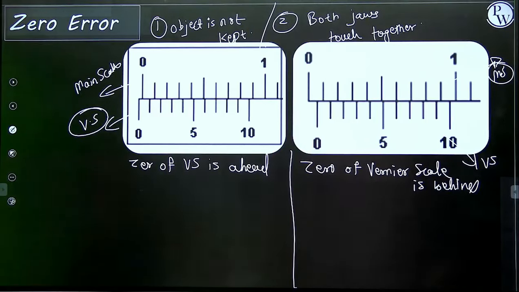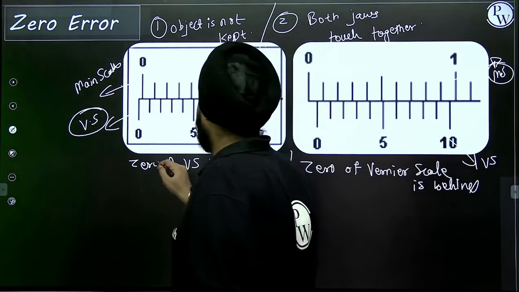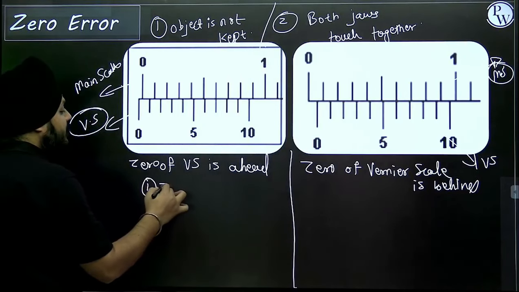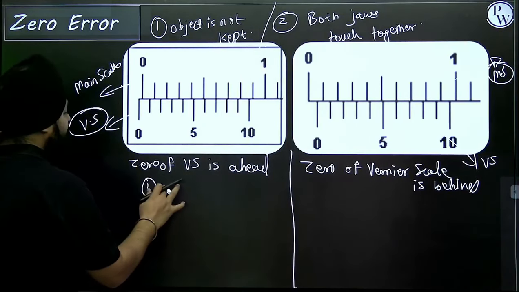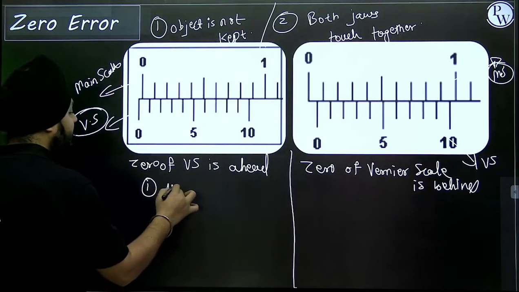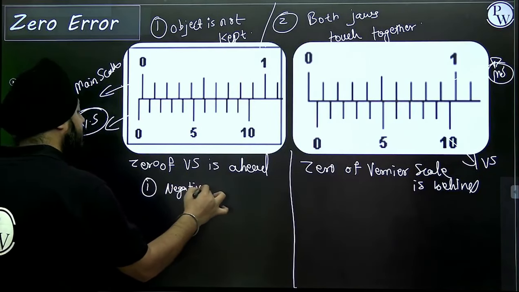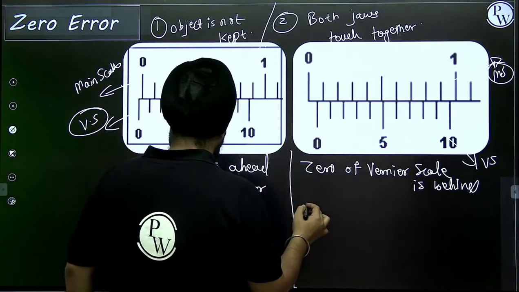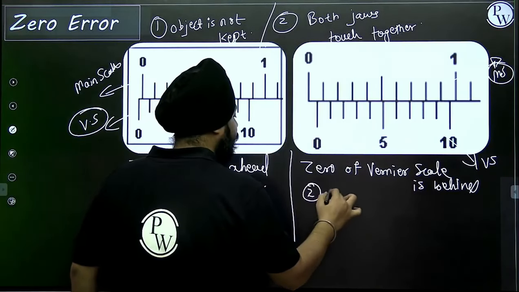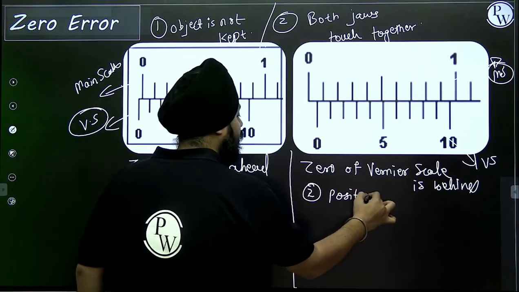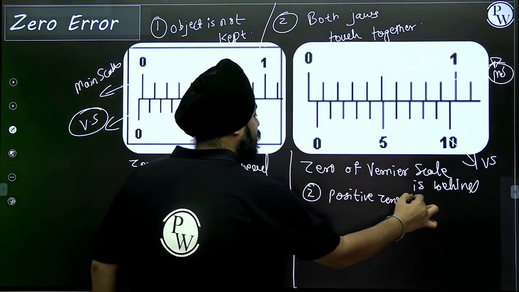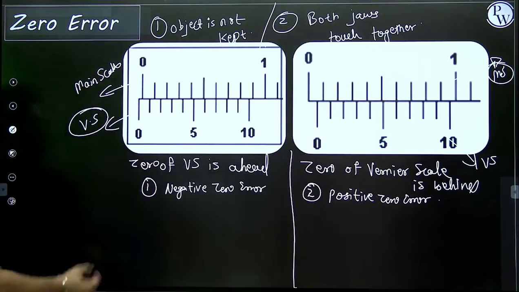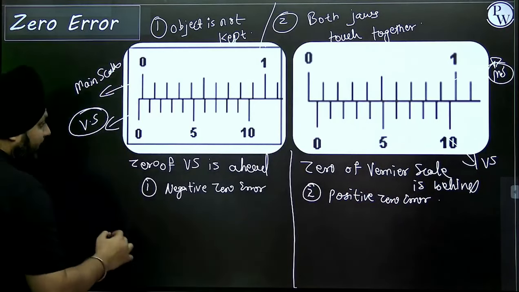In the first case, if we consider this, this is a negative zero error. And this one is a positive zero error. The upper one is the main scale and this is the lower scale. Negative zero error and positive zero error, right?